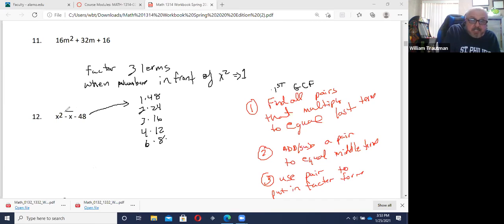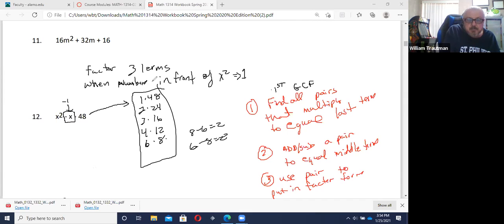And the middle term is a -1. Anybody see how I could get a -1? I could do 8 minus 6, but that's 2. 6 minus 8 is -2. Anybody know how I can get a -1 by adding or subtracting one of these pairs? You can't. So this cannot be factored.